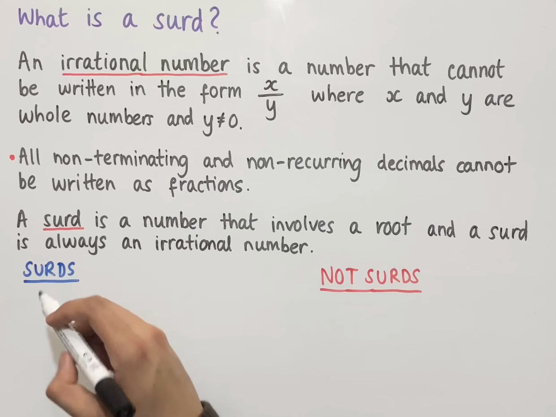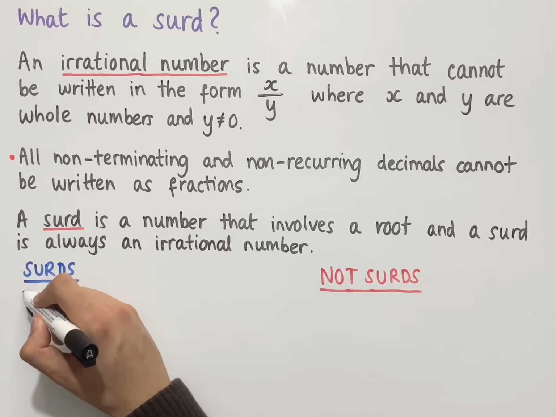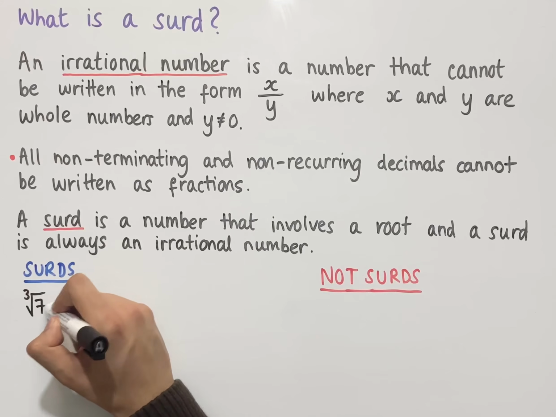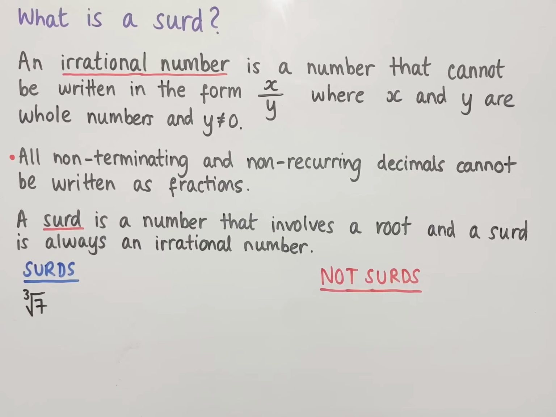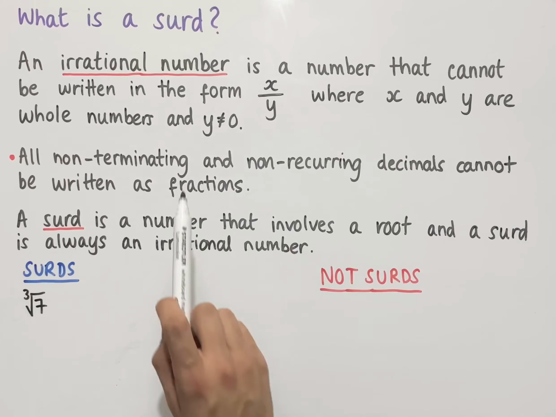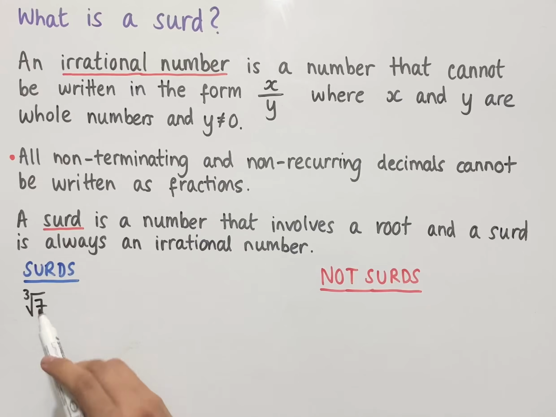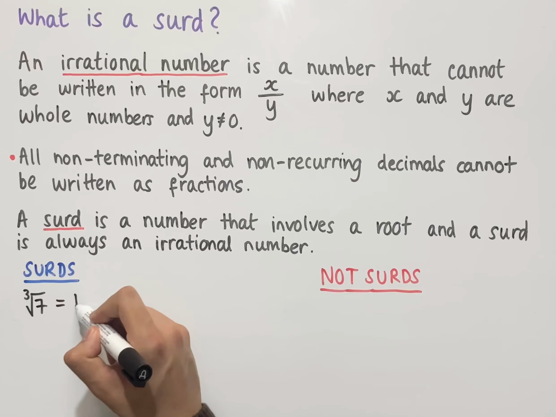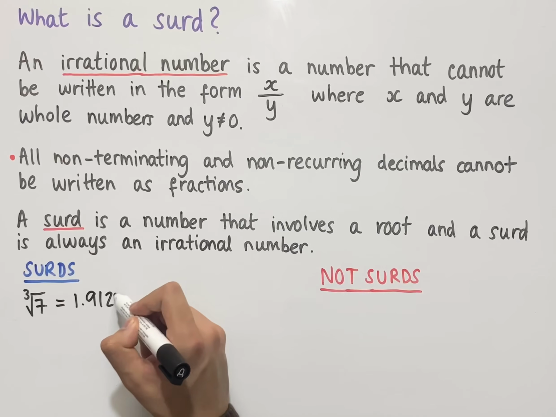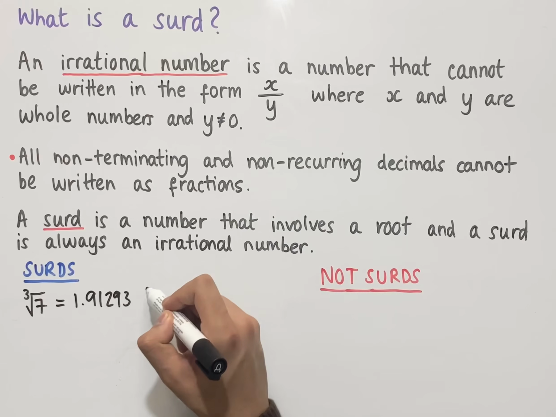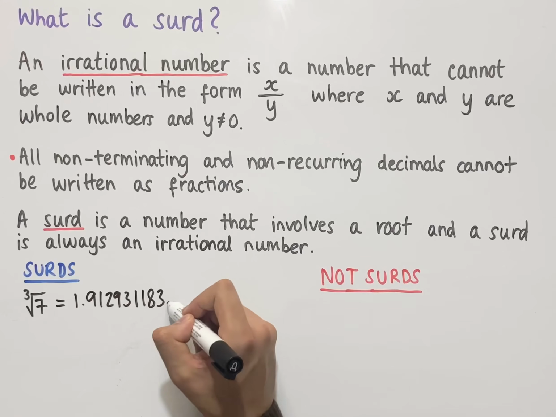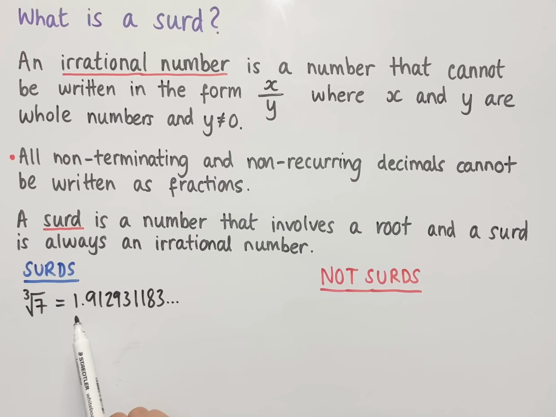We don't just have to have square roots, we can also have cube roots. So the cube root of 7, for instance, is a surd, since there's no number that multiplies by itself 3 times to give us 7 other than a non-terminating, non-recurring decimal. If we were to put this in a calculator, we would find we end up with 1.9129331183, and so on. And so this is an example of a non-terminating, non-recurring decimal. So the cube root of 7 is a surd.